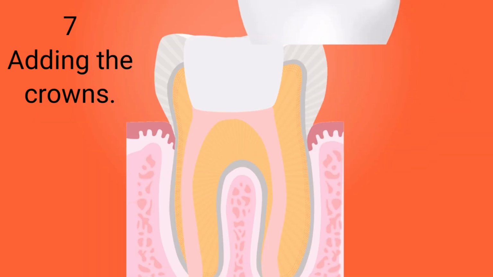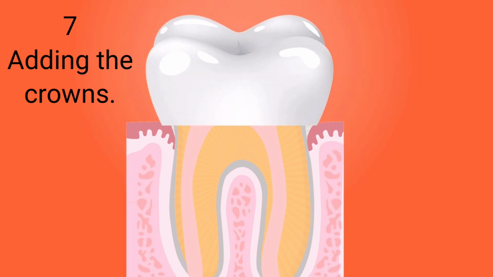The final step of root canal treatment is adding the crown. Crowns are made in dental laboratories after different steps. Here we will discuss 3 types of dental crowns. The first one is called porcelain fused to metal. The second one is called glass crown and the third one is called zirconium crown.